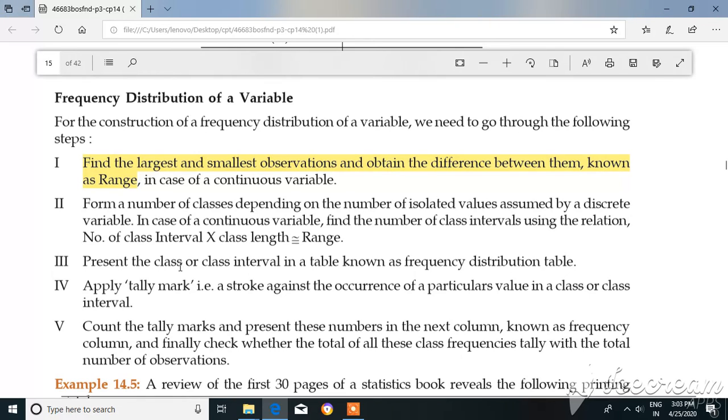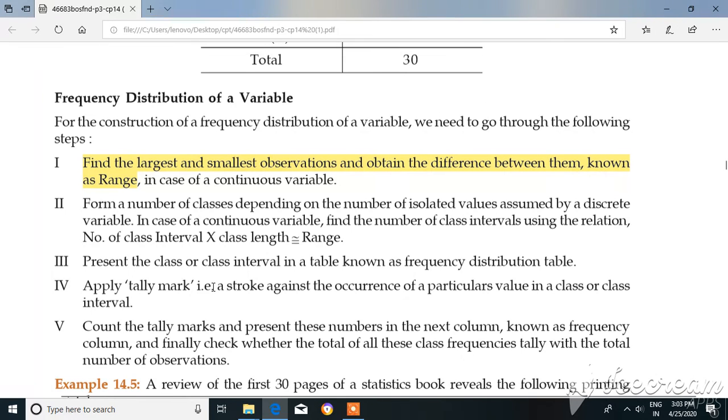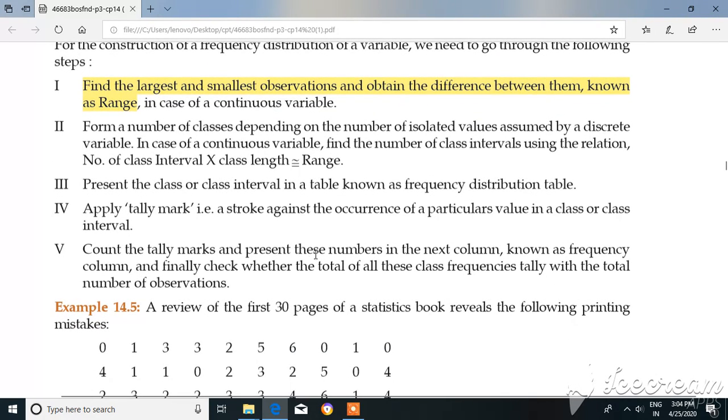Third, present the classes or class intervals in a table known as a frequency distribution table. So we have to consider the frequency distribution table. Now we have to represent our data in terms of tally marks, right? So this will be your fourth step: apply tally marks, that is strokes against the occurrence of particular values in a class or class interval, right? And finally you have to count all those tally marks and present them in the next column, known as the frequency of that particular individual class.